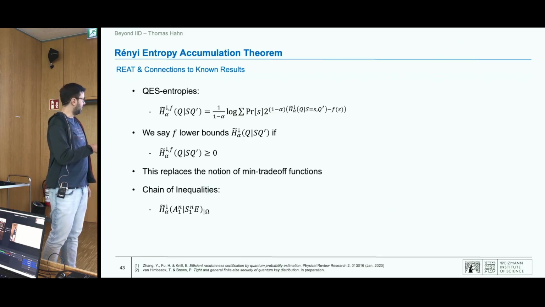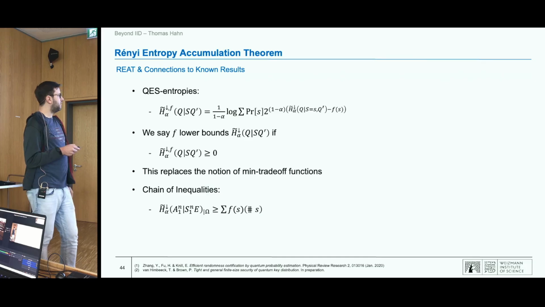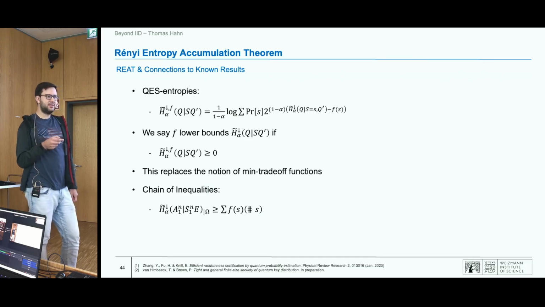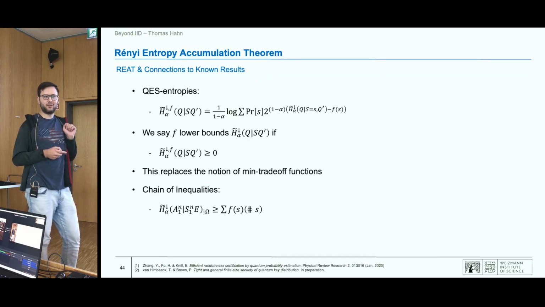So as I said, now we remain with this quantity, and basically what's happening is that for every round in which you see the test data s, you can lower bound the entropy accumulated during that round by the function f of s. So now what's a lower bound on the entire entropy? Well, it's f of s times the number of times s occurred during your experiment, and then you sum over all possible values of s.